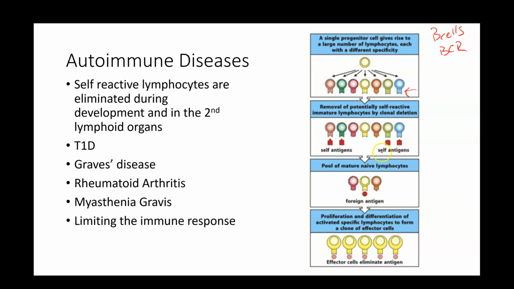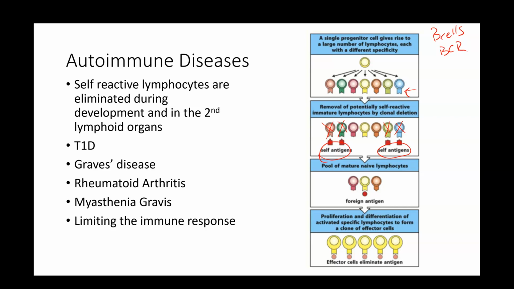Sometimes they recognize self. We've got to get rid of these guys. We really want to delete these in the bone marrow before they get out into our system, because we don't want B cells that recognize self-antigens to get out into our body. Same thing with T cells, except that this happens in the thymus instead of the bone marrow. If we can't delete these B cells, we have an autoimmune disease.